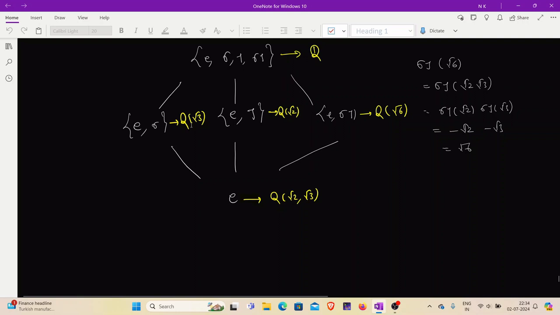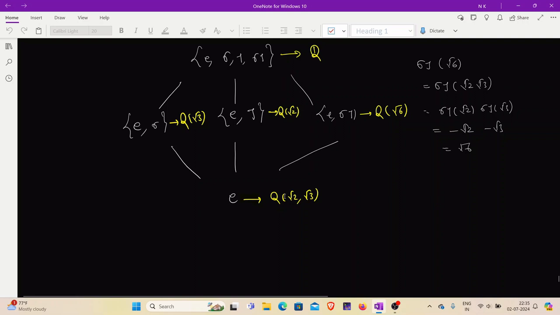Q is contained in Q(√3), Q is contained in Q(√2), Q is contained in Q(√6), and all these subfields are contained in Q(√2, √3). So it's a reverse inclusion map. And this particular nature of a Galois extension is not coincidental. The fundamental theorem of Galois theory focuses on this fact, and it will explore the idea that this nature is just not that obvious. It is true for any kind of Galois extension.